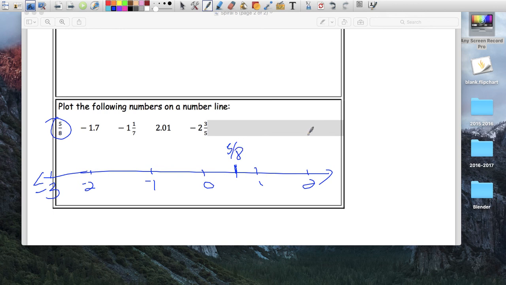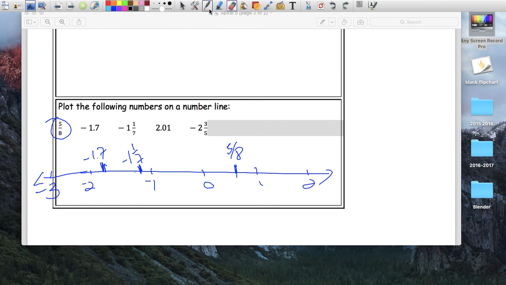Negative 1.7. Between 1 and 2. Negative or positive? Negative. All right. Closer to 2? Closer to 2. Good. So negative 1.7. Katie, negative 1 and 1/7. Where would I put that? Between 1 and 2, negative. Closer to 1. Because it's negative 1 and 1/7.